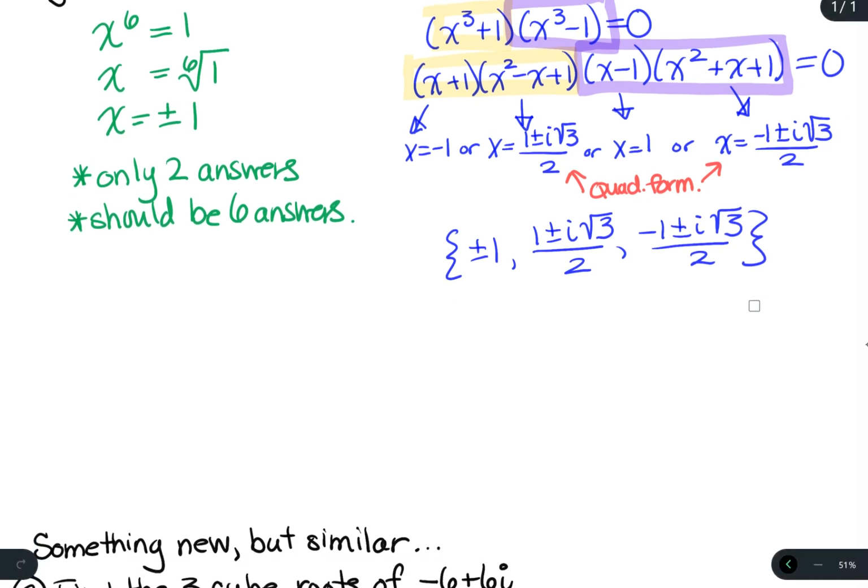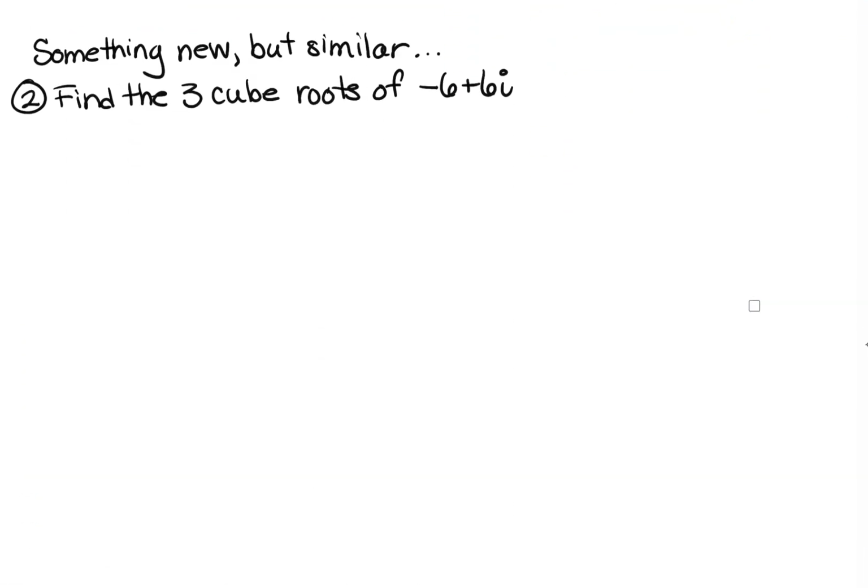All right, let's move into something that's new. Something that's new but similar. So we're going to find the 3 cube roots of negative 6 plus 6i. So we're going to relate what we're doing to complex numbers. And our complex numbers, this complex number is in standard form. Standard form, remember, is a plus bi.